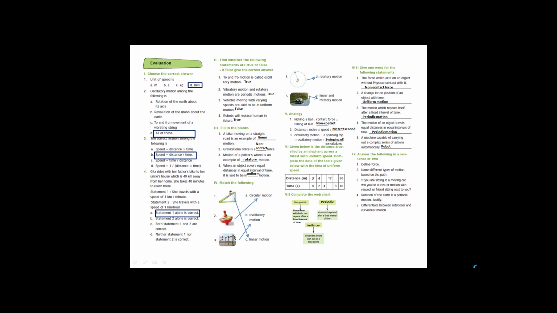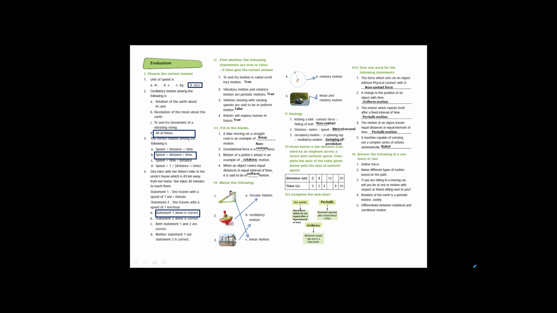Next one is complete the web chart. Non-periodic motion gives movement which does not repeat after a fixed interval of time. Periodic motion is movement repeated after a fixed interval of time. Oscillatory motion gives movement around one axis or a fixed center.